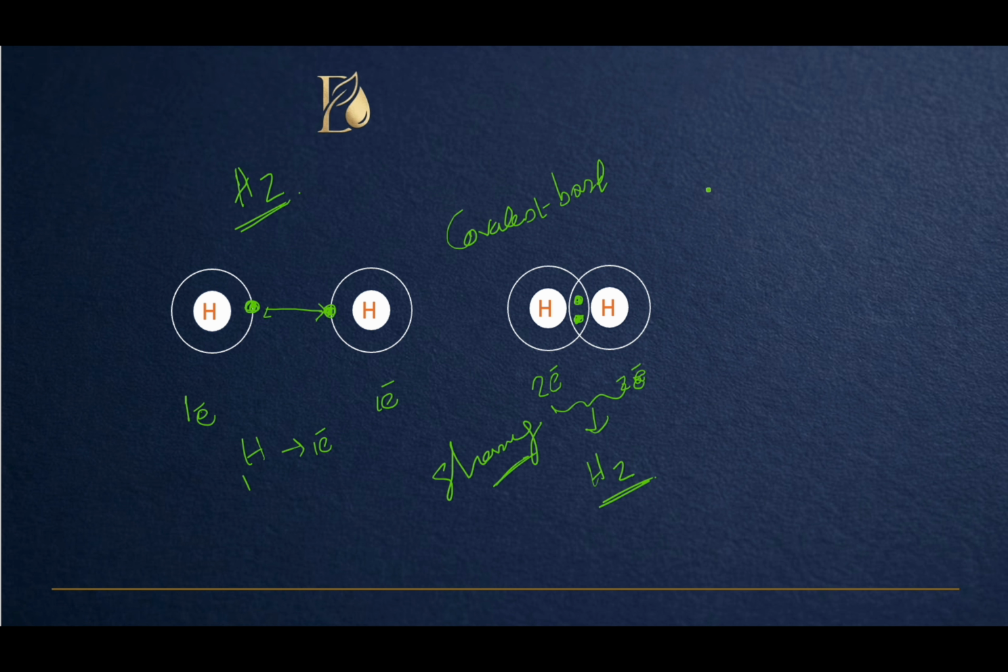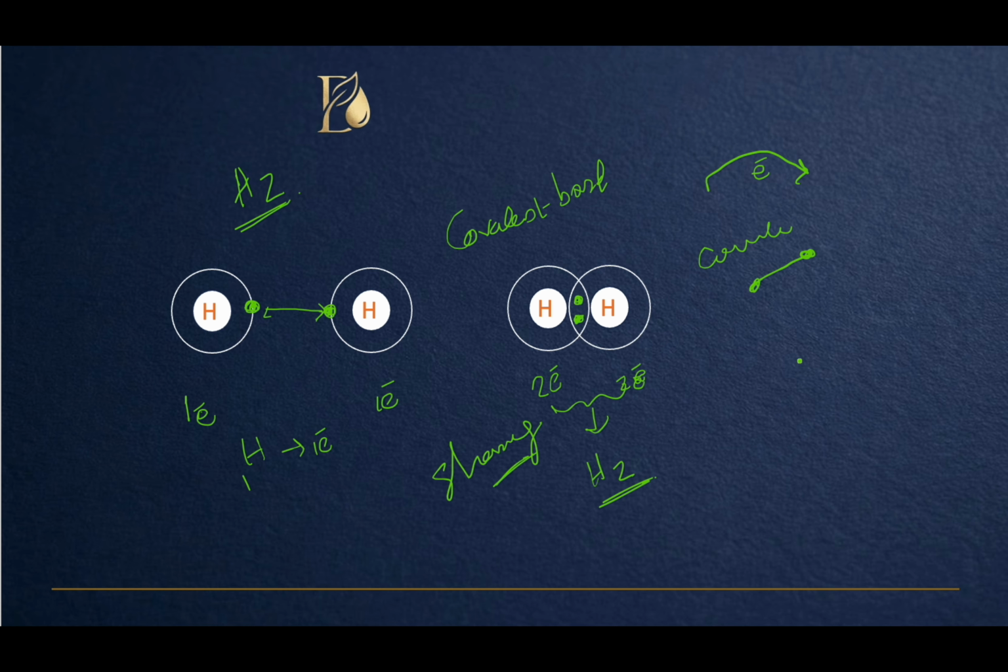This is a covalent bond. What is happening in the ionic bond? They are transferring electrons from one atom to another atom. But in a covalent bond, what is happening? There is only sharing of the electrons. There is no transferring of the electrons. Okay, this is one example.